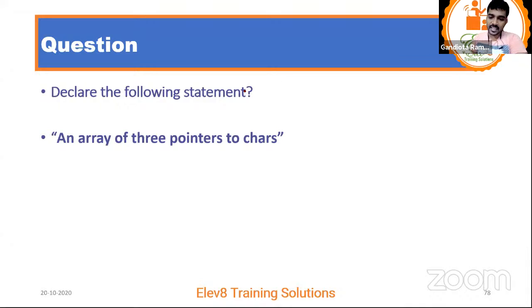Yes, exactly. Look. What type did it say? Character. So it should be a character type. So character type should be created. And what is it, an array of pointers, right? So it should be a pointer type, and it should be an array. So how many pointers are you going to create? 3 pointers.